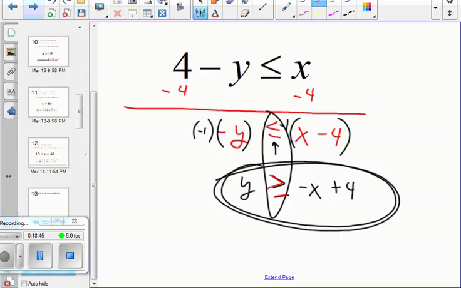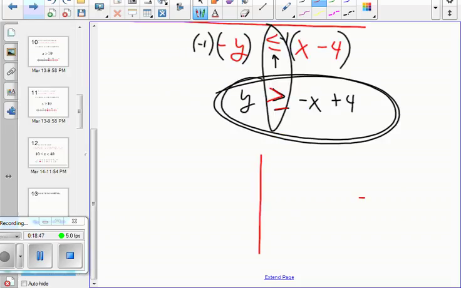Okay, so let's graph this line. Where is the line y equals negative x plus 4? Well, do you remember that this means that we're having a y-intercept of 4? And this means we have a slope of negative 1. That means we're going down like this.